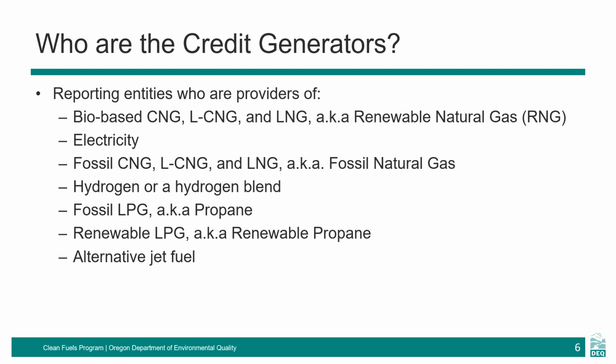Credit generators are entities that provide fuels like renewable and fossil propane, electricity, hydrogen, alternative jet fuel, and renewable and fossil natural gas, though the latter, that is fossil natural gas, will transition to a regulated fuel in the coming years. These entities voluntarily participate in the program to generate credits by providing clean fuels in Oregon.